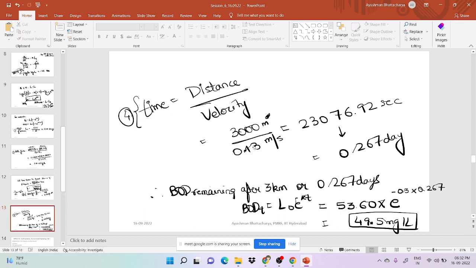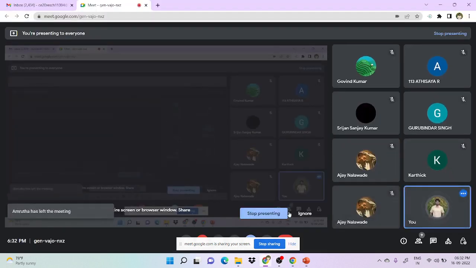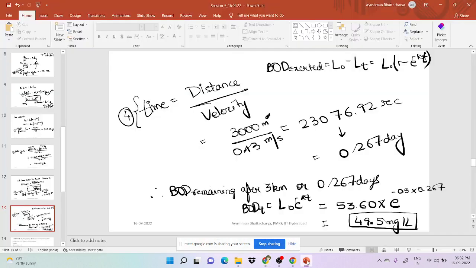After calculating the time, we calculated the BOD remaining after 3 kilometers. If they had asked us about the BOD exerted, then we would have used this formula: L naught minus Lt, which is equal to L naught times (1 minus e to the power minus Kt). I hope it is clear. If anyone of you has any doubt, you can ask. Does anyone have any doubt? Clear, sir. Okay, others are also clear.